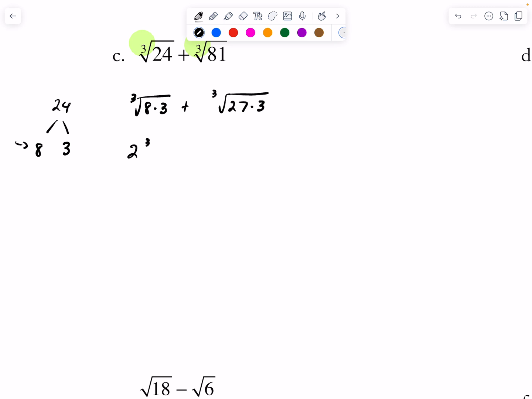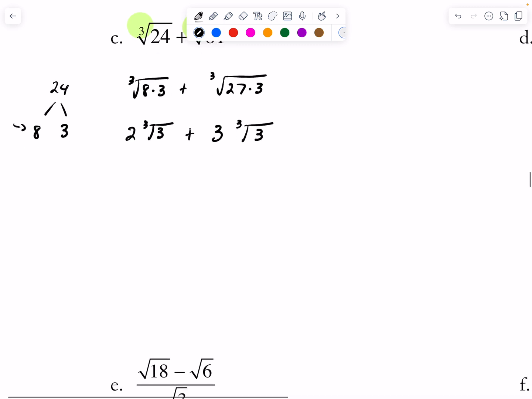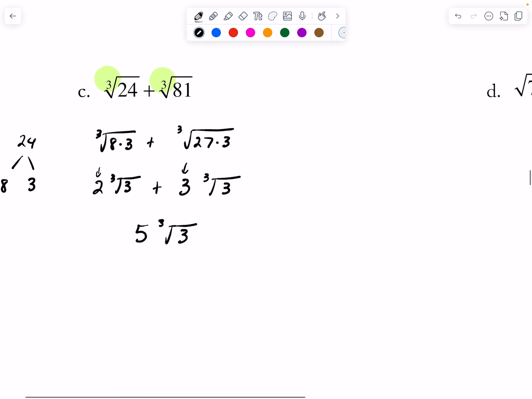So the cube root of 8 is going to be 2. So that's 2 times the cube root of 3 plus the cube root of 27 is 3 times the cube root of 3. All right, now they both have the same 3 that's inside. So I can go and add the numbers on the outside. The 2 and the 3 will add to give me 5 times the cube root of 3. So that's the simplified answer for C.